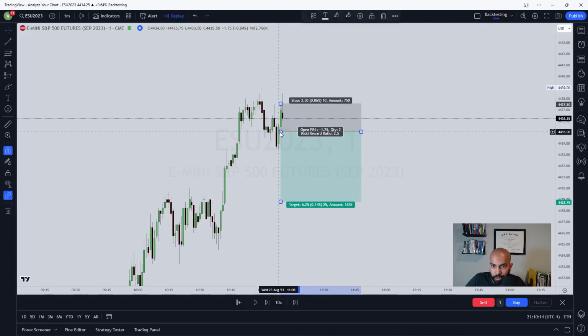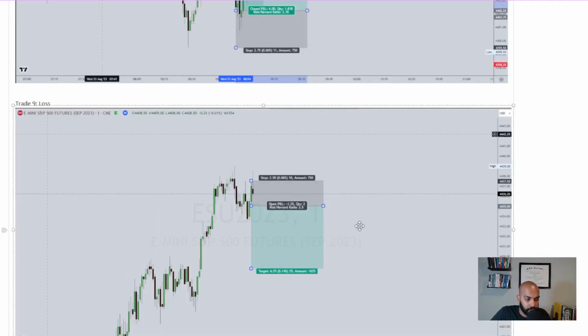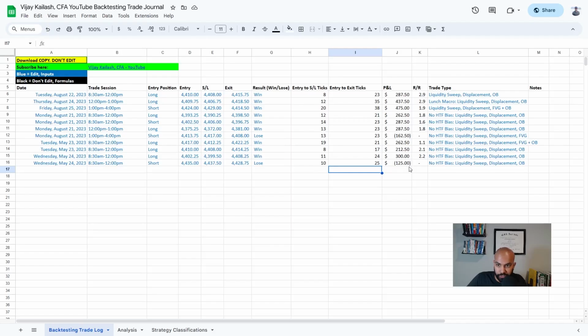Good. We need more of these because it seems almost too good if I'm not getting any losses. So let's log this in, take a screenshot. So we type in trade 9 loss. Good. We finally got a loss, which is good because you could do everything properly. That's the whole point of this. This is a statistics game.